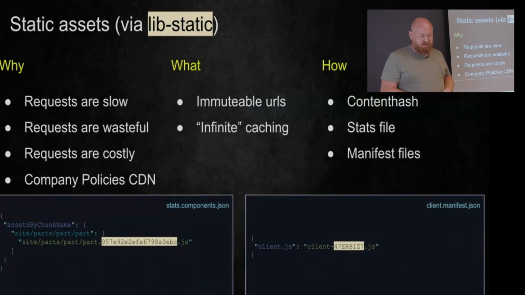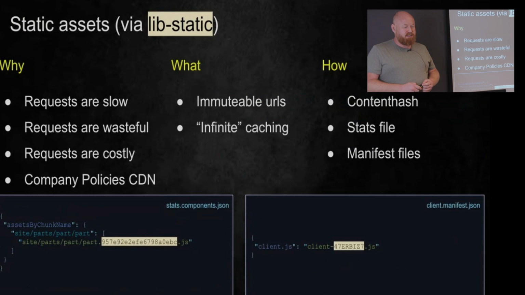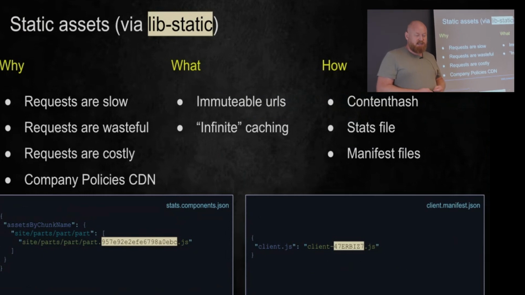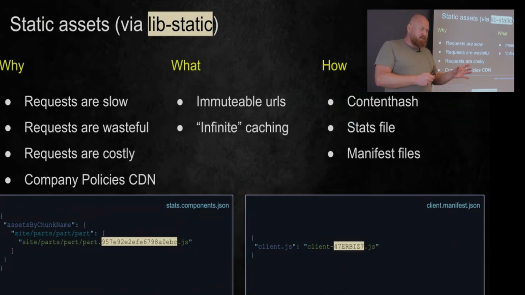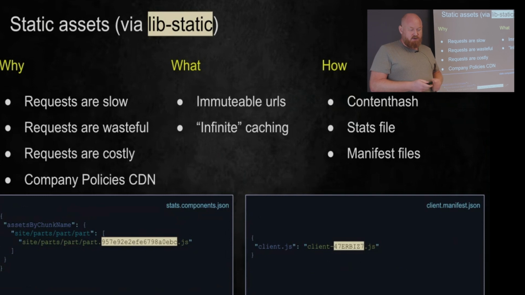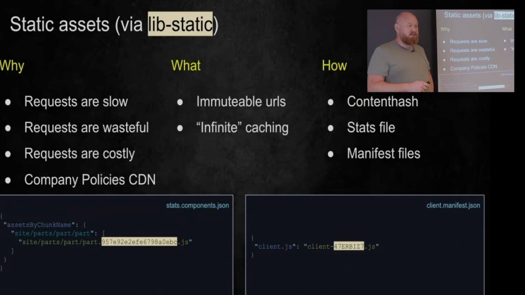More things that React4XP does. It also has what we call static assets. It's sort of what was talked about in the Next.js presentation, where the page is static, but this time it's the asset that is static. So why do we do that? Well, basically because requests are slow, takes a long time.